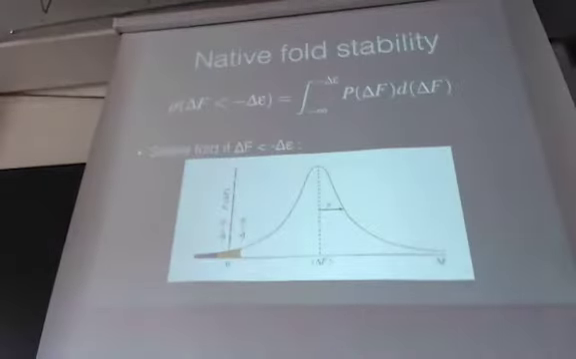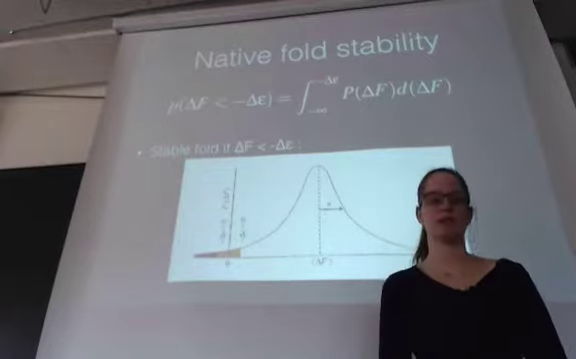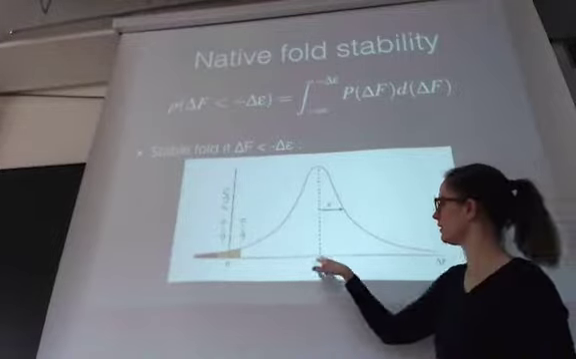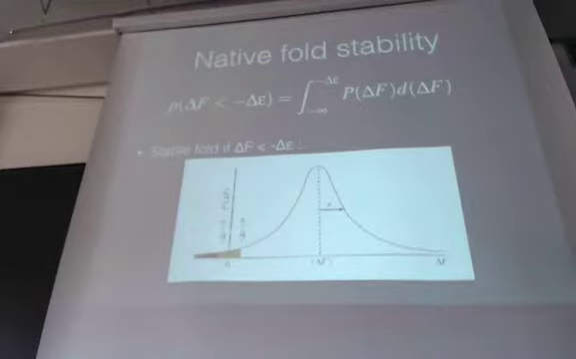And now we have to look at the distribution of possible sequences. What is their energy of folding? In fact, it turns out that their free energy of folding takes this kind of distribution. So it's Gaussian. Why is it Gaussian? It's always the same answer. Statistics? Central limit theorem?